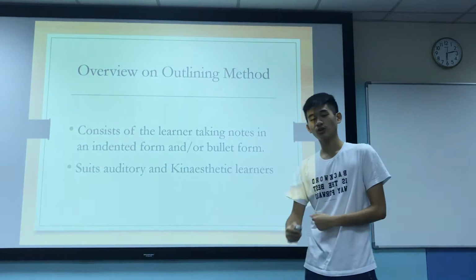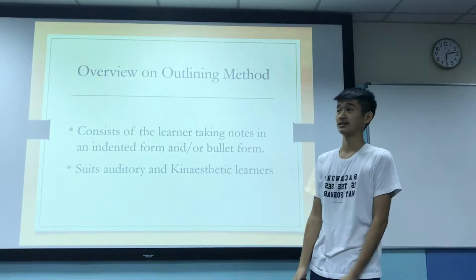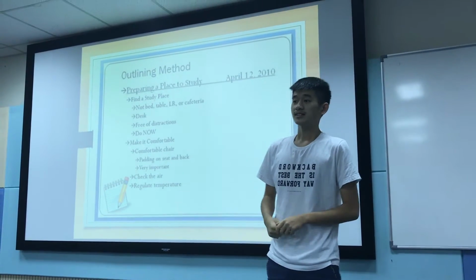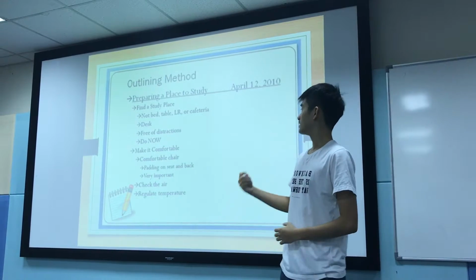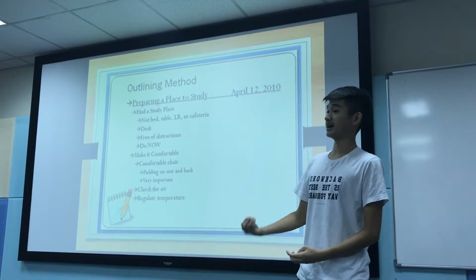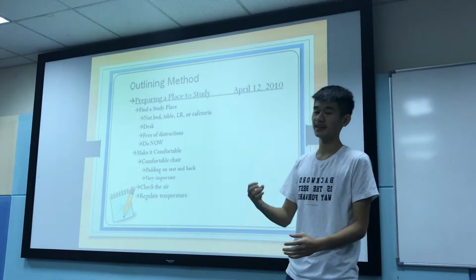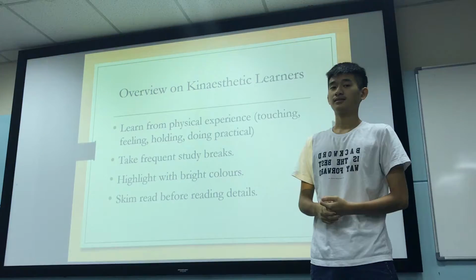In the next slide, I'm going to show you an example of a note taken down by using the outlining method. So in this slide, as you can see, the main point is placed at the leftmost side of the paper. Then it is followed by the sub-idea, which is more indented to the right. This is repeated, depending on how many main ideas we have.